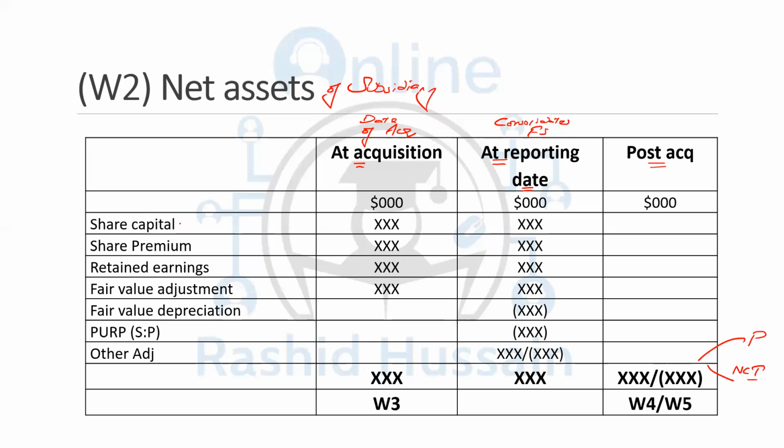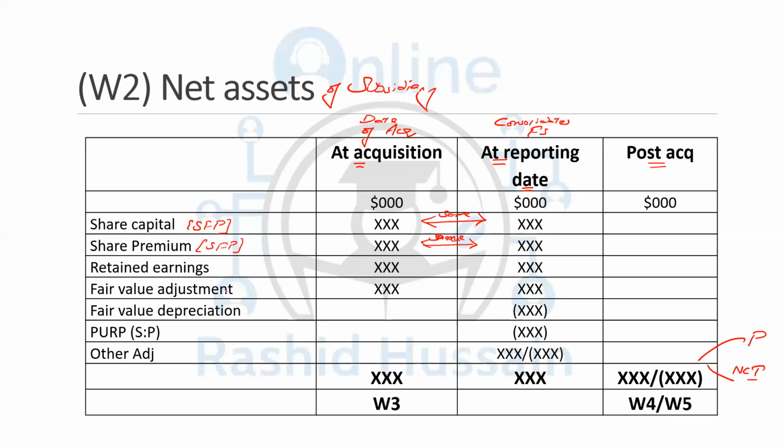Starting with the share capital of the subsidiary. From where are you going to take this figure? From the statement of the financial position of the subsidiary. And remember that this figure remains the same, the same figure at acquisition and at reporting date. Then you take the share premium of the subsidiary, again from the statement of the financial position, and again these figures at acquisition and at reporting date remain the same.